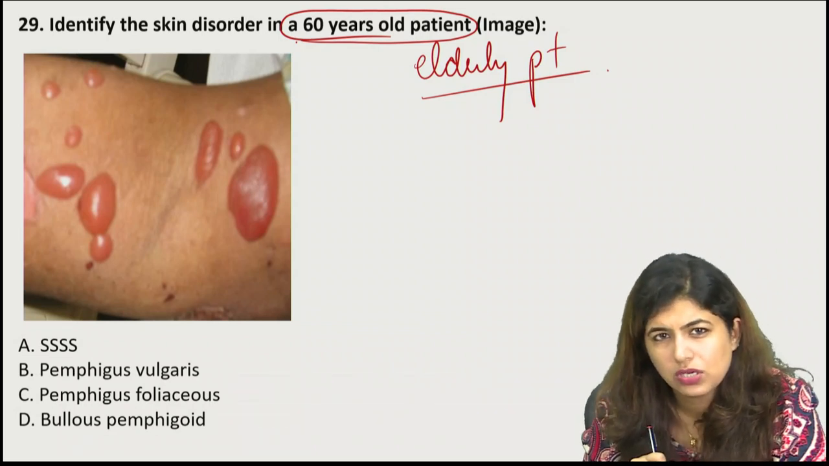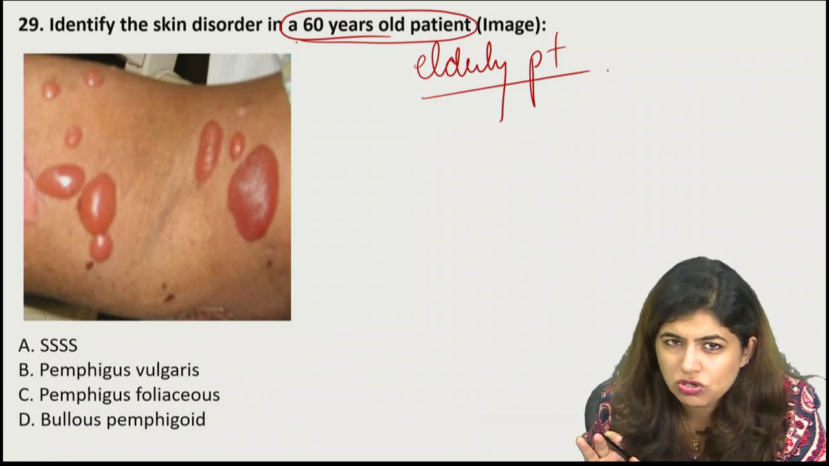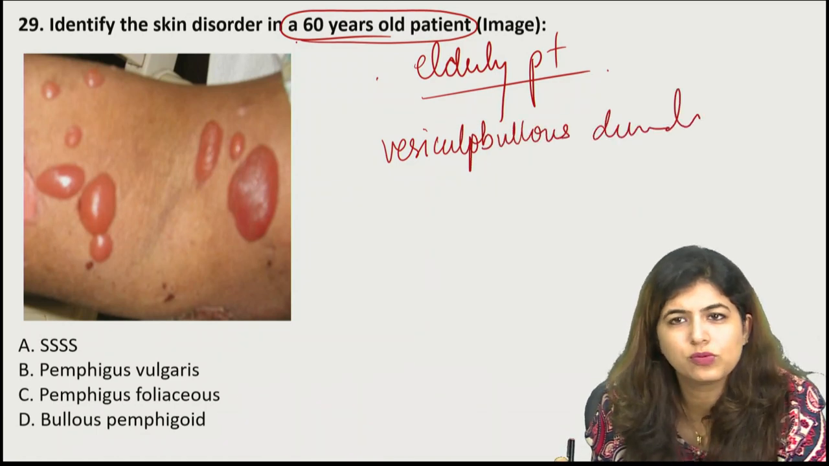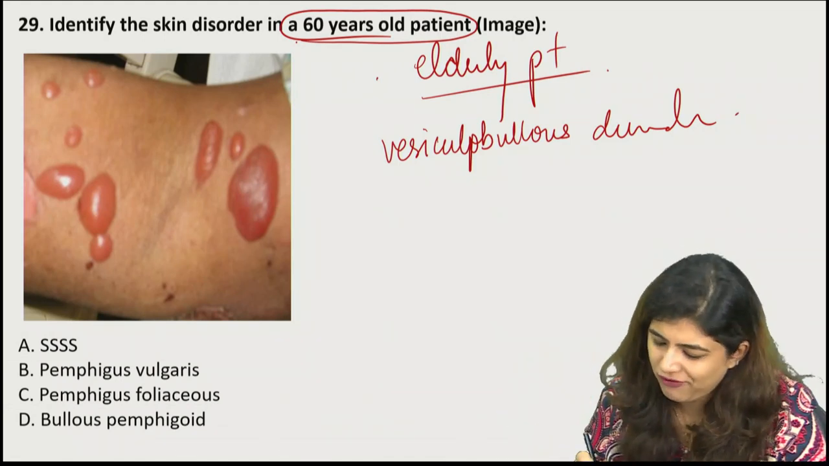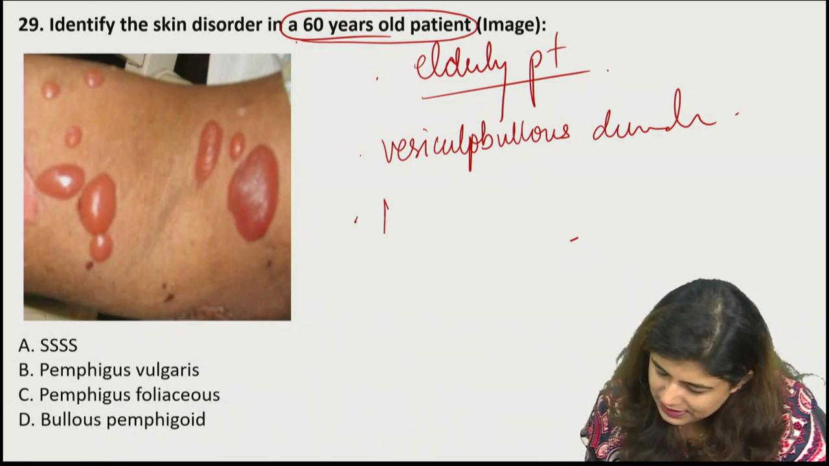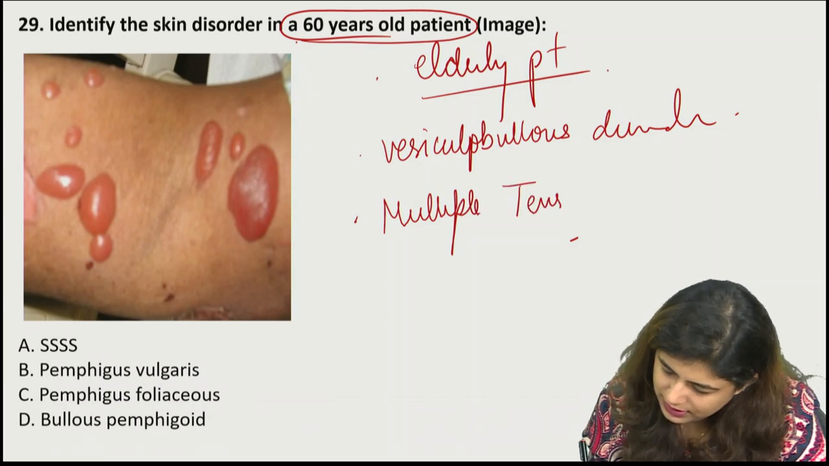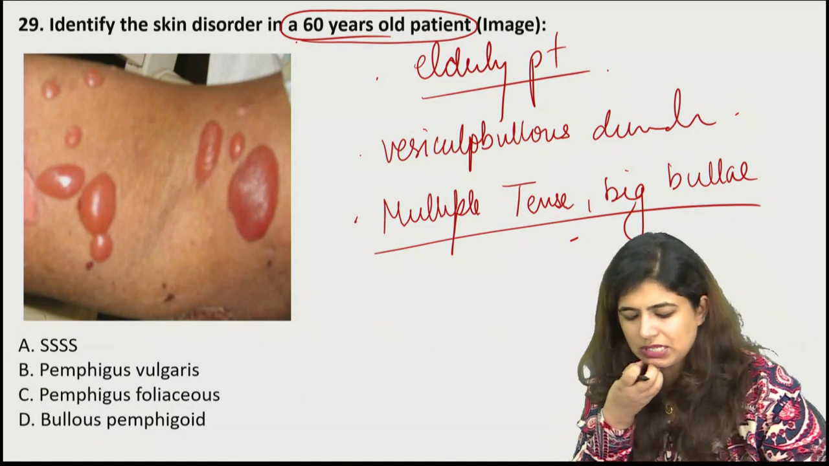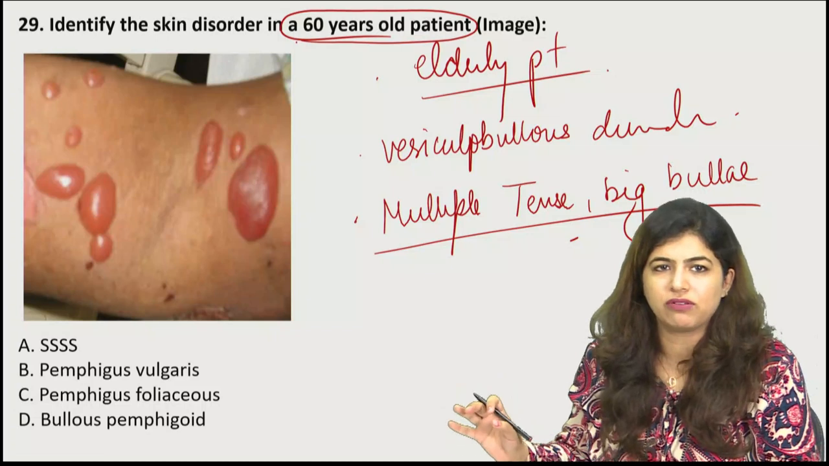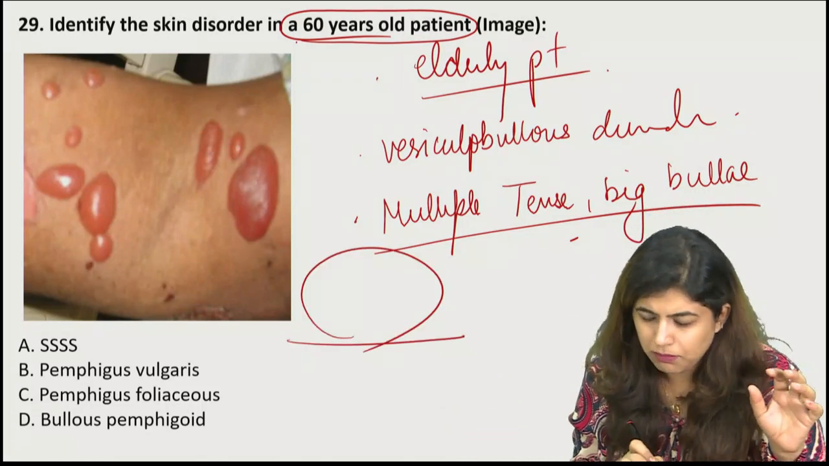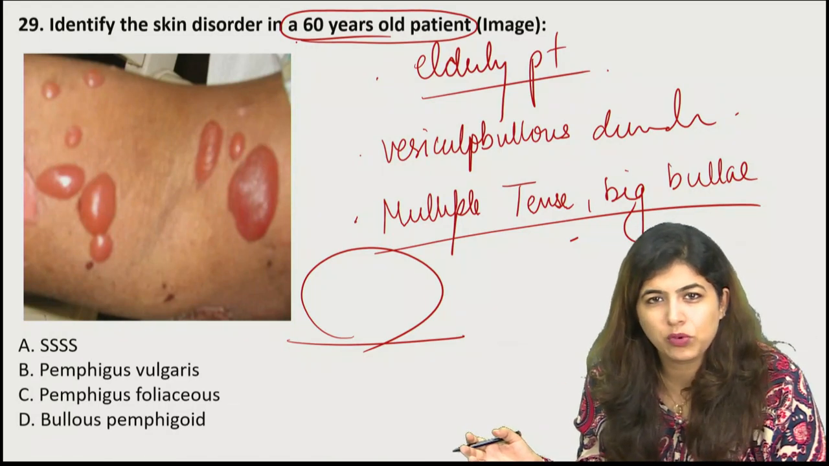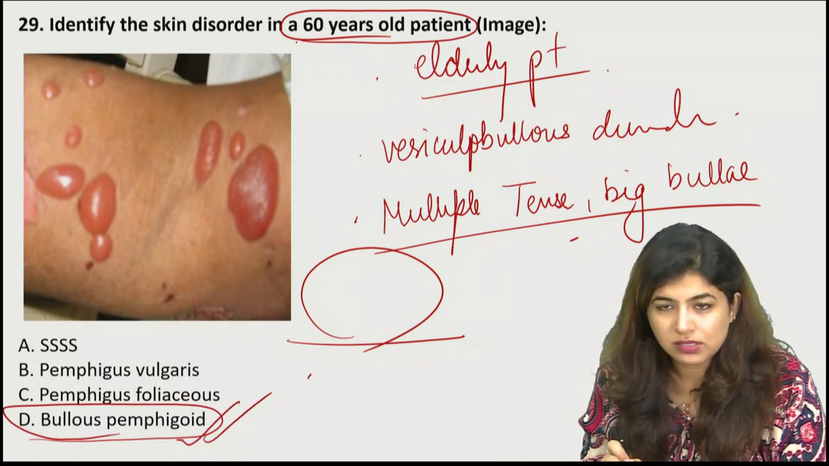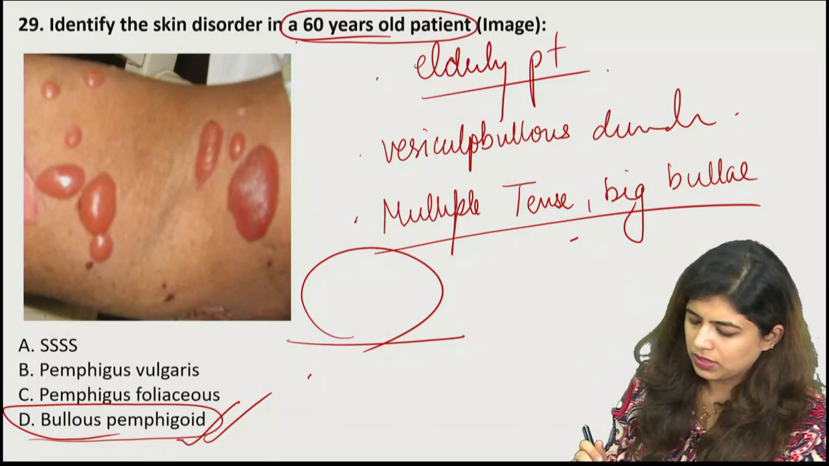Now, when I look at the image, what am I seeing? One thing is for sure, that this is a vesiculobullous disorder. I see multiple vesicles, so yes, I am happy, the subgroup is identified. Now, what are the types of bulla? I see multiple big tense bullae. This is the only thing I appreciate in the image. Where do I see these tense big bullae in a 60-year-old patient? Absolutely no doubt. The answer is bullous pemphigoid. There is no doubt to this question.